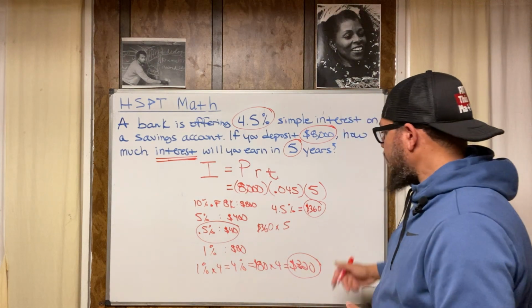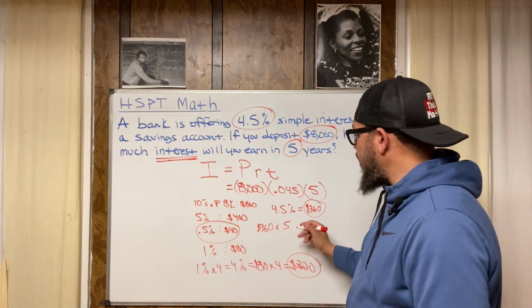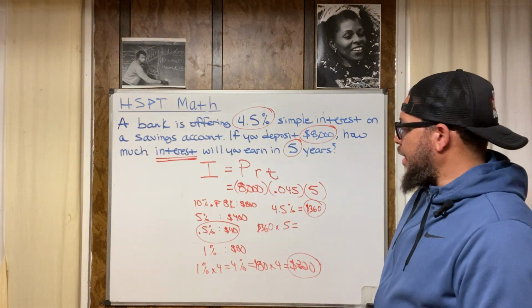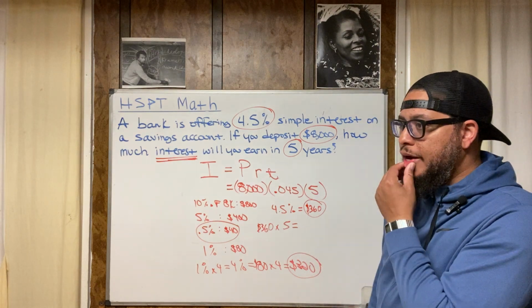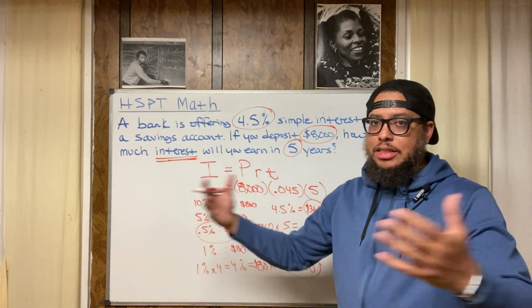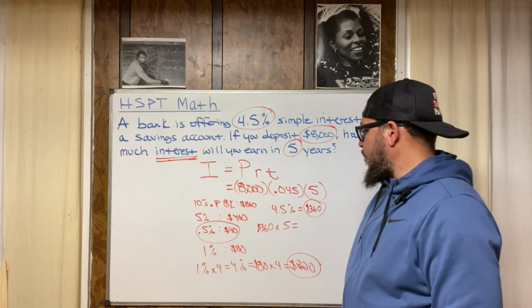All right. So we got 360 times 5. So now let's do some mental math to figure out 360 times 5. Now, what do I know? I could break this 360 down into $300 and $60. What's 300 times 5? 1,500.